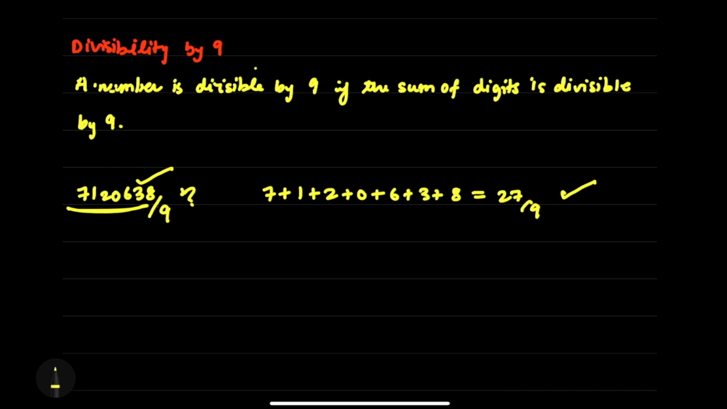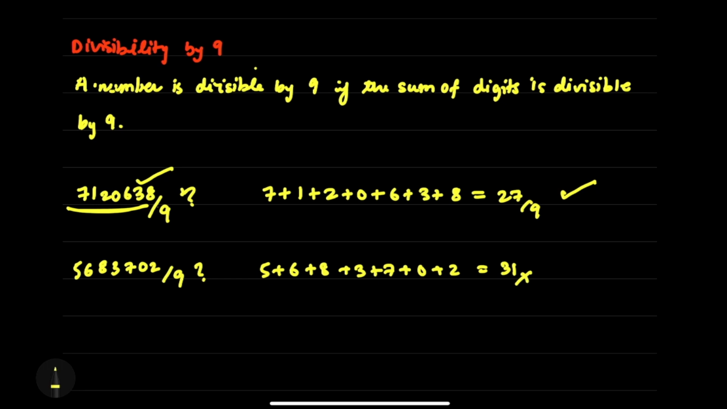Let's similarly take another number and check for its divisibility by 9. We'll take the sum. This comes out to be 31. And we know that 31 is not divisible by 9. And therefore, this whole number is not divisible by 9.